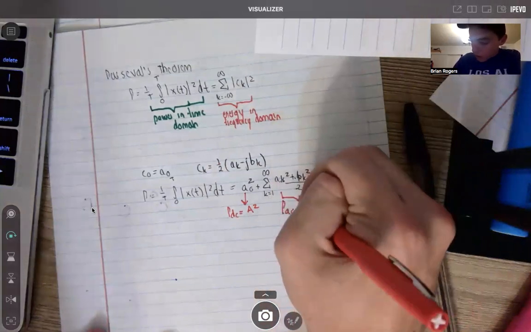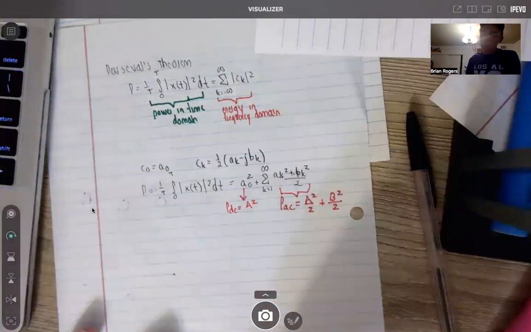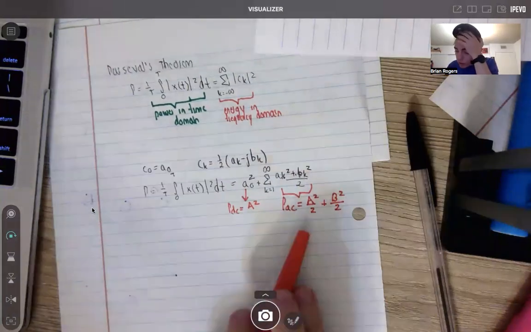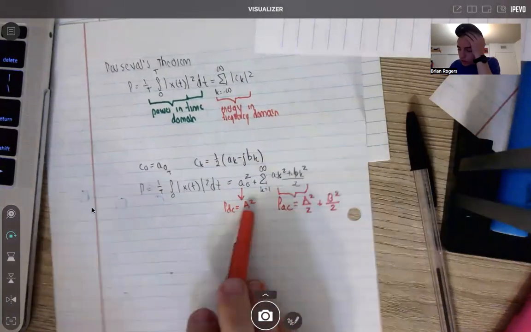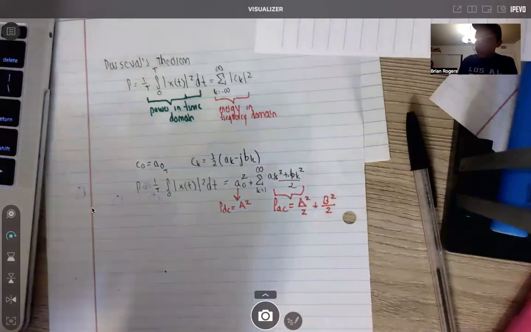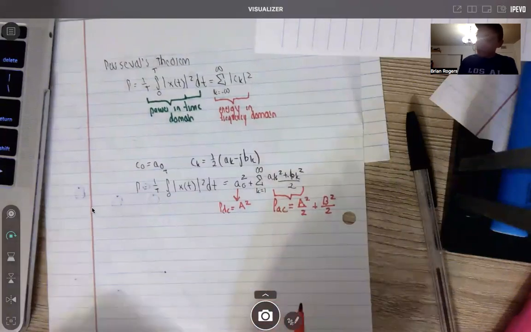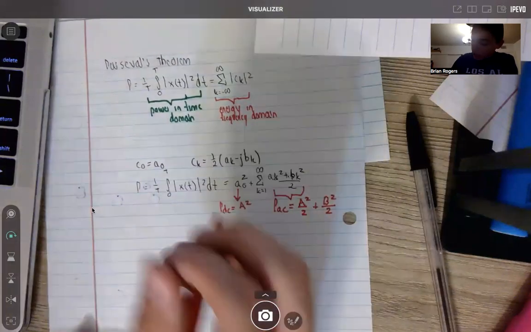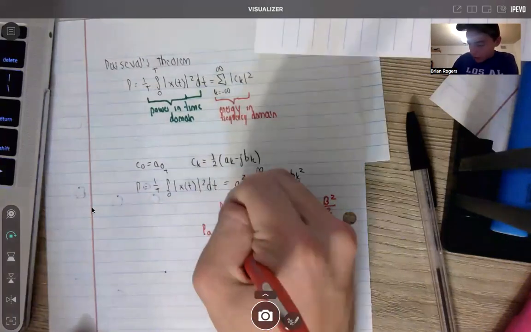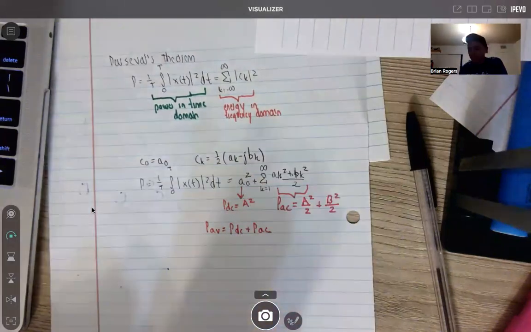And then if there's another one, it's another amplitude squared all over 2. And so this is just another way of representing Parseval's theorem. Basically it says that the power of a DC signal is equal to the amplitude squared, plus the amplitude squared of the AC signal, plus the amplitude squared of the other signal. And so the average power is equal to the DC power plus the AC power. That's an easier way to understand what was in the notes.